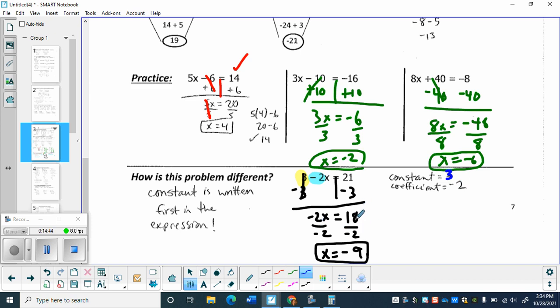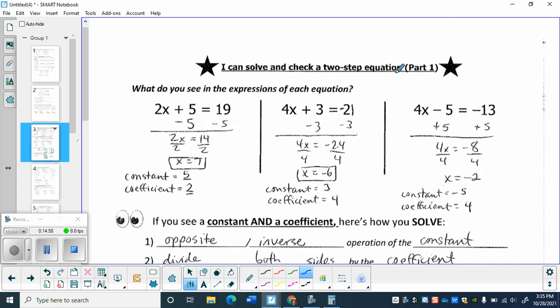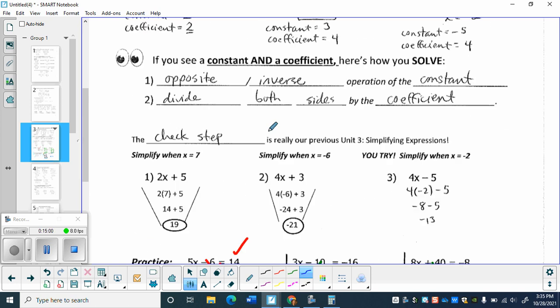And friendly reminder that this school year, when you see the 18 and then that fraction bar, that's the same thing as seeing 18 divided by your -2. So this is a division step right here. And that takes care of our first part of learning how to solve and check a two-step equation.